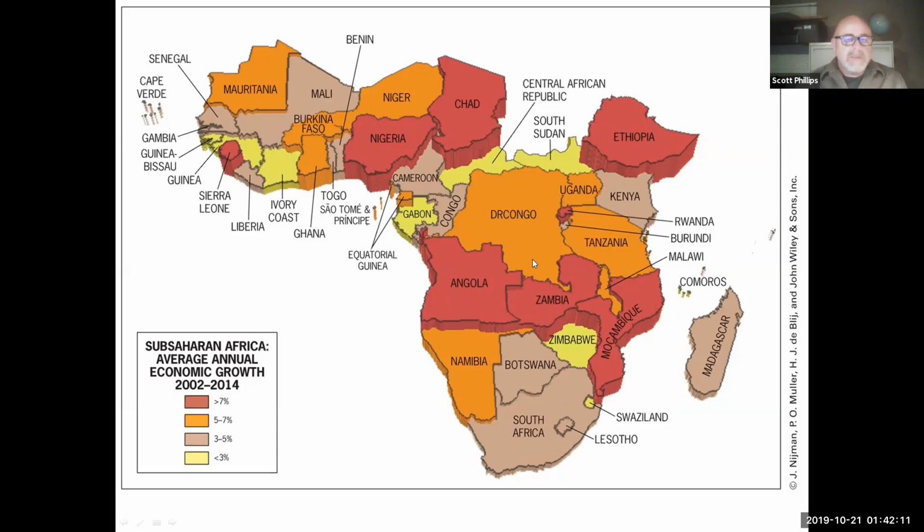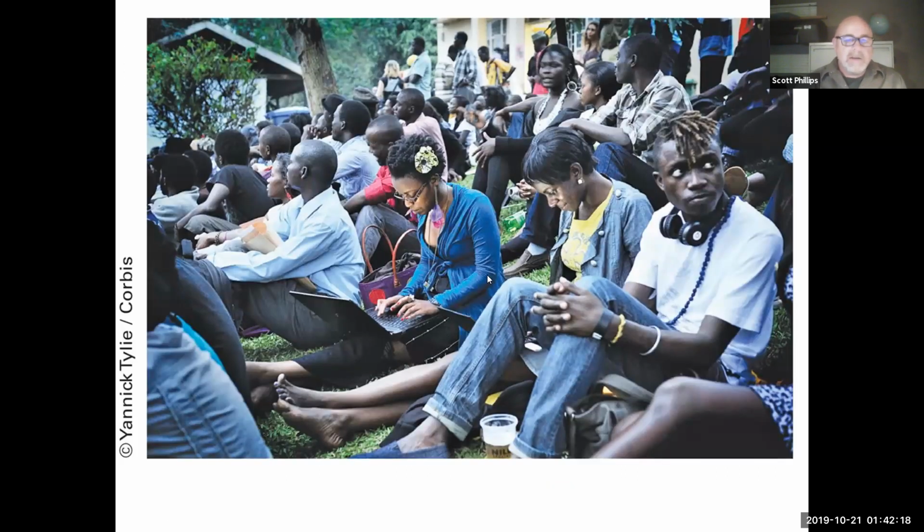One thing that Africa has going for it is that it has a young and increasingly well-educated population. The demographic issues that we see in Europe are not present in Africa because they have, on average, higher birth rates. So you have an overall younger population that's becoming increasingly better educated.